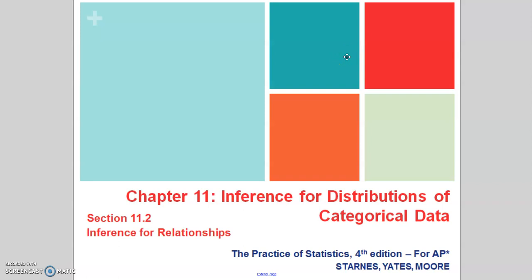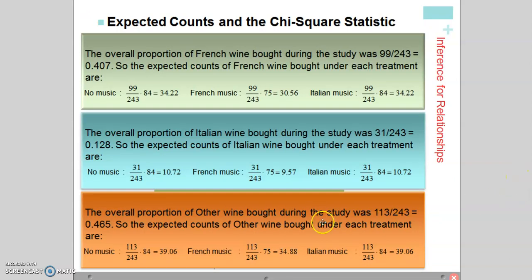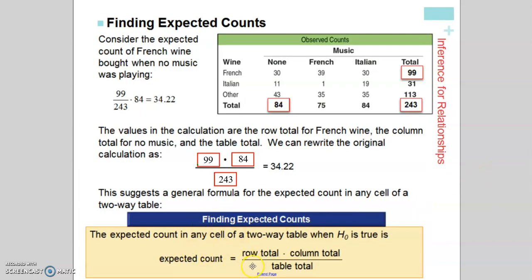Hello and welcome back. We're going to continue looking at section 11.2 today, inference for relationships. So, last time we looked at how to find expected counts in this situation. We found all 9 of these using this formula: the row total times the column total divided by the table total.